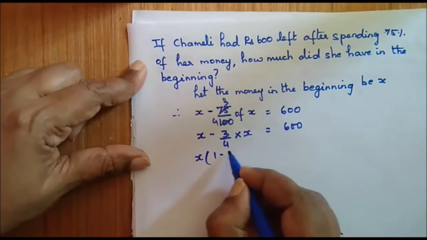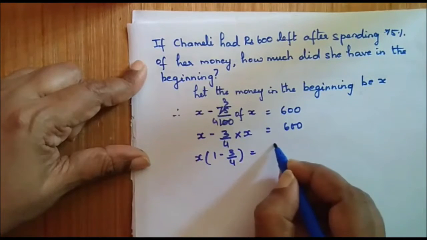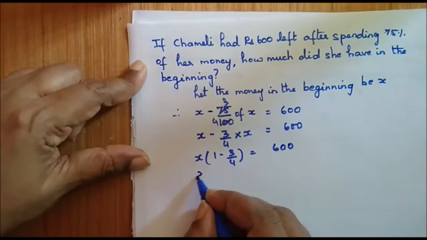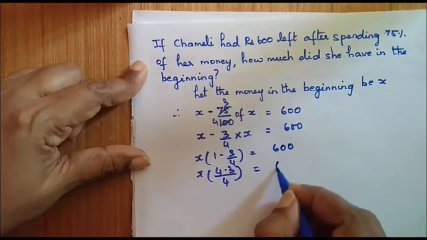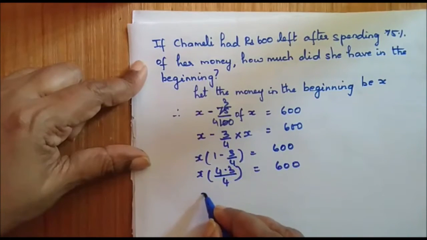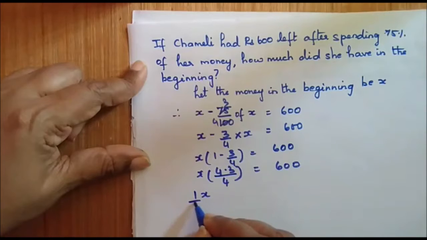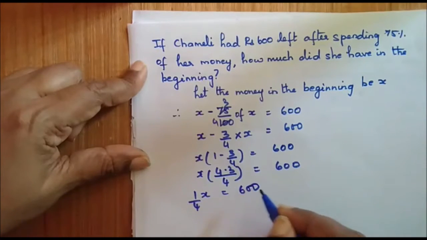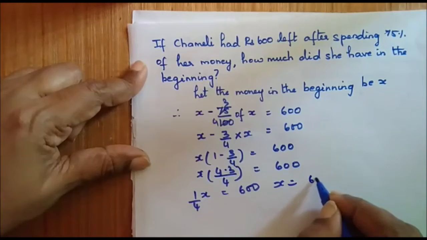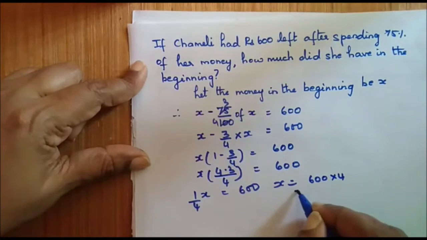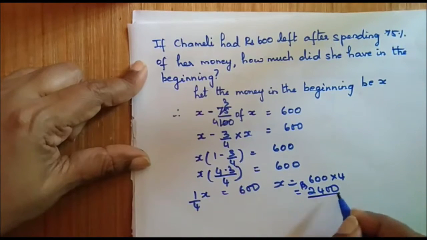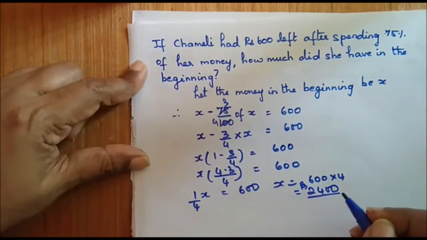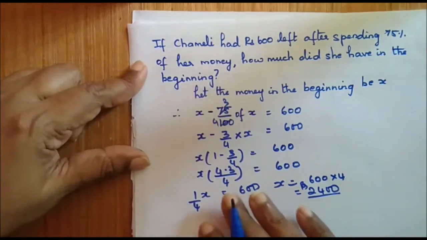common out here. 1 minus 3 by 4 is equal to 600, or in other words, let me take the LCM, 4 minus 3, which is equal to 600, or X into 1 by 4 is equal to 600, or X is equal to 600 into 4, which is equal to 2400. I hope you got it. So 2400 is the money that she had in the beginning. Okay. I hope you understood this problem.